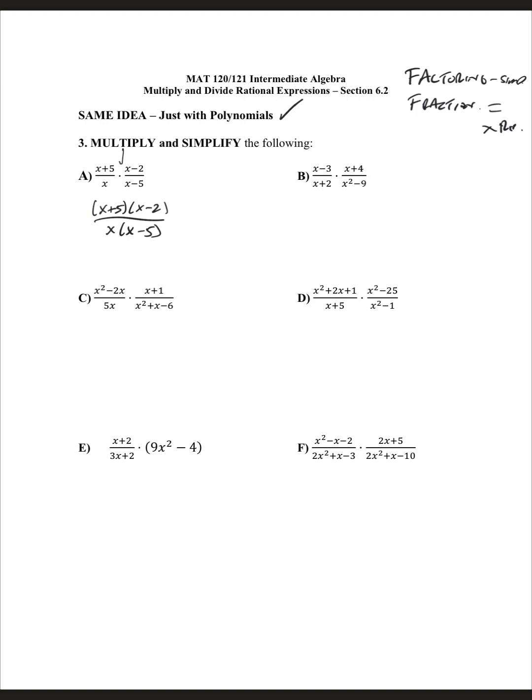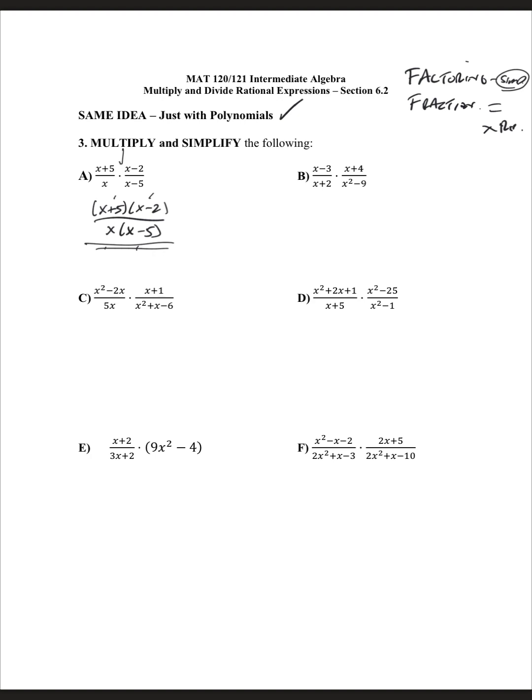And then always, when we're dealing with fractions, you should make sure it's simplified. And that means that there's no common factors upstairs and downstairs. So upstairs, we have factors of x plus 5 and x minus 2. And then downstairs, we have factors of x and x minus 5. So there are no like factors, so we're done here. That is it. The book might vary in how it wants the answer, but I'm perfectly fine with this answer. You've done what you're supposed to do.